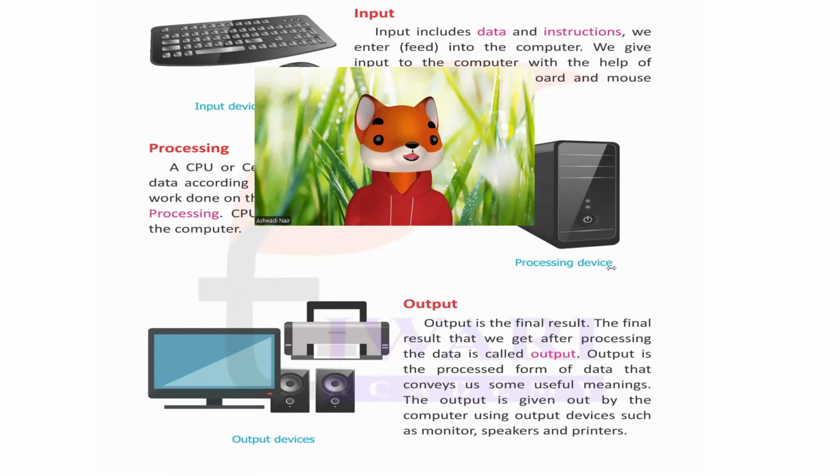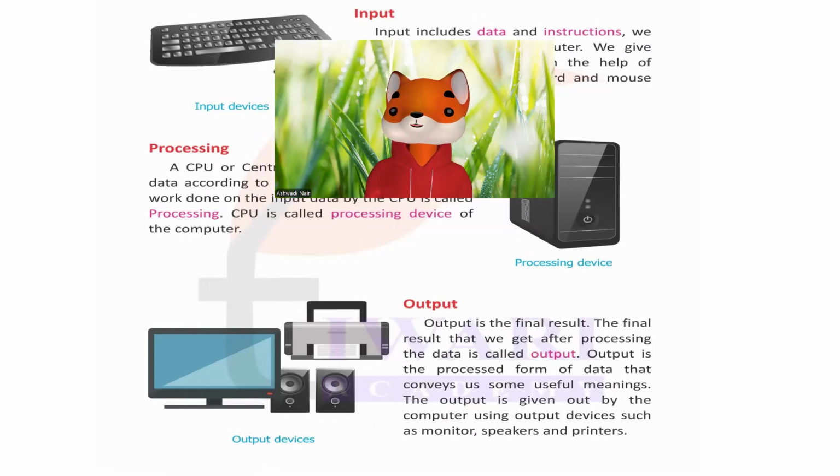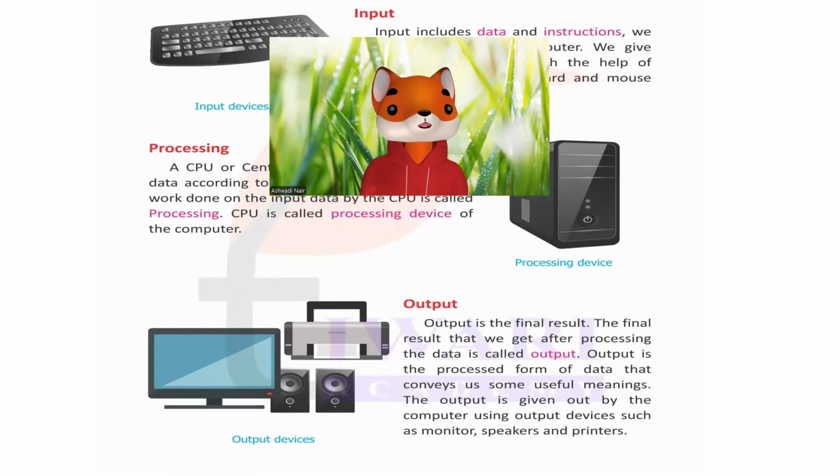So what are the output devices you can see on your screen? That is the monitor, speaker and dash. The third device, which is attached to the monitor and speaker, one more is there. Which is that? Can you send me that device name in the chat box? Very good, everyone. The name of that device is printer. Very nice, everyone.